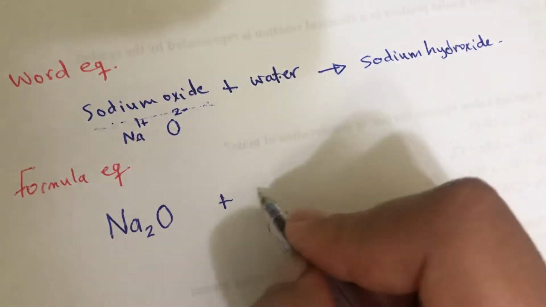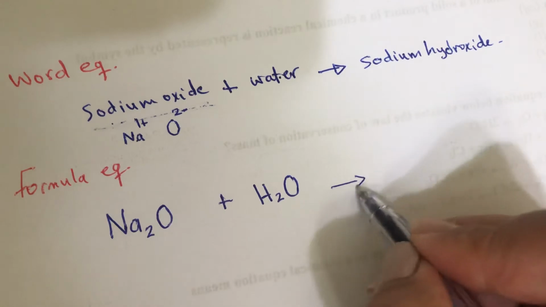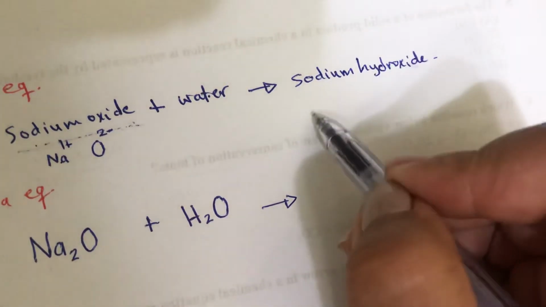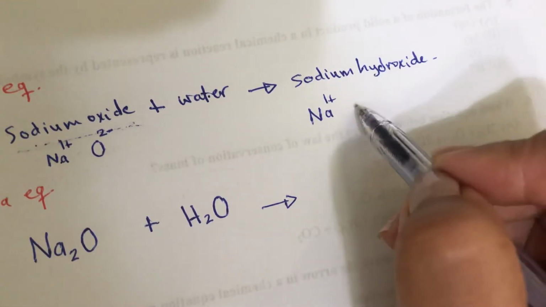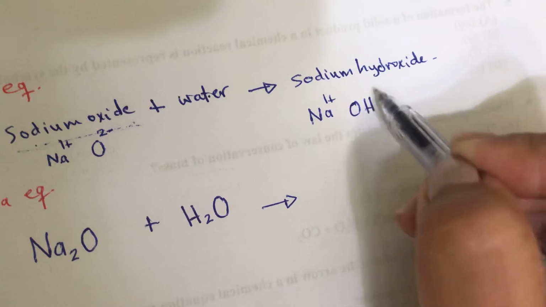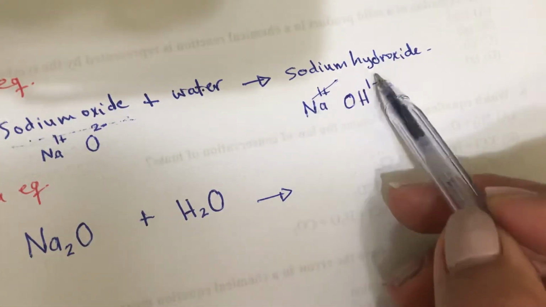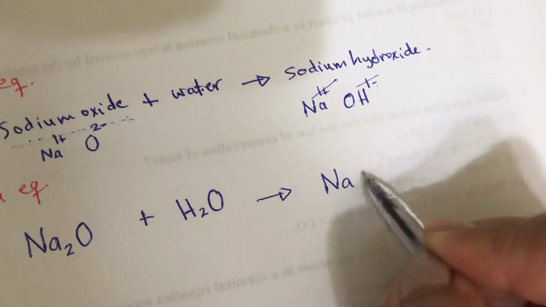What is the formula of water? H2O. To produce sodium hydroxide. Sodium, Na, it's in group 1, positive 1. Hydroxide, it's a polyatomic ion with charge negative 1. When positive charge equals negative charge, they cancel each other, so the formula is NaOH.